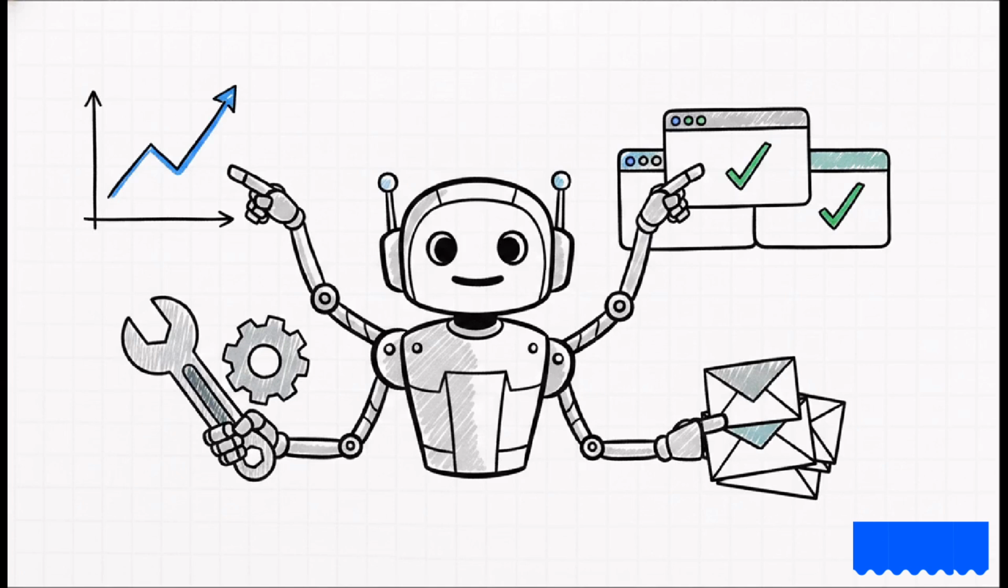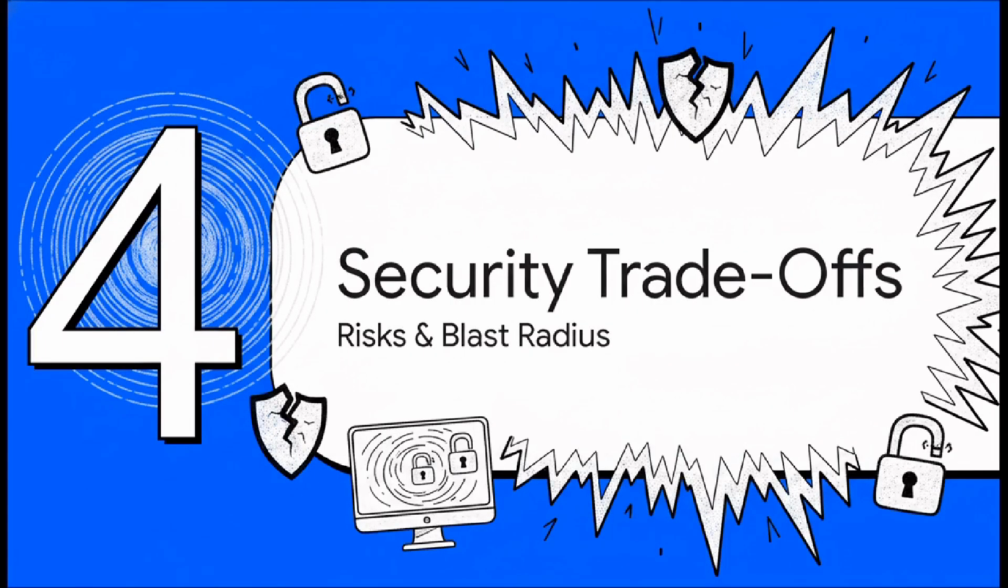And for the business side, you can have it automate CRM updates in Salesforce or even triage your actual Gmail inbox. It's really making that leap from a basic coding assistant to a full-blown workflow agent. But, of course, there's always a catch. Let's talk about part 4, the security trade-offs.